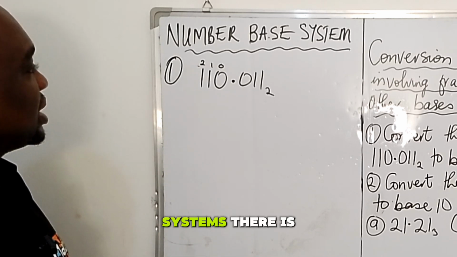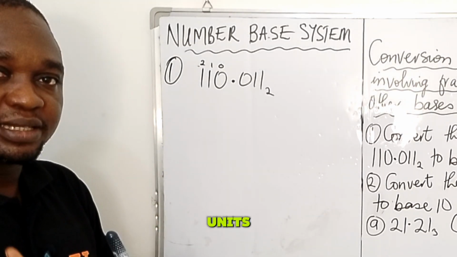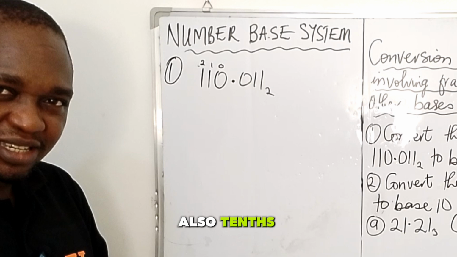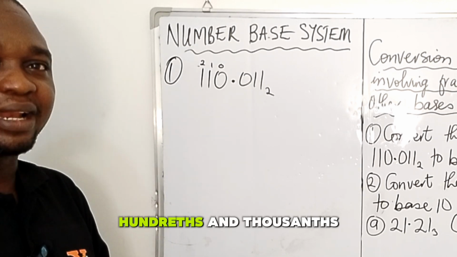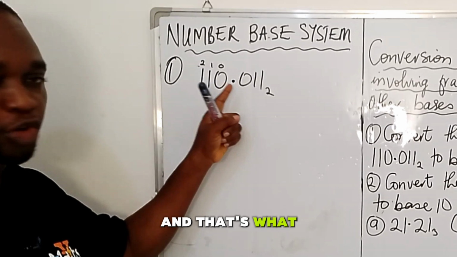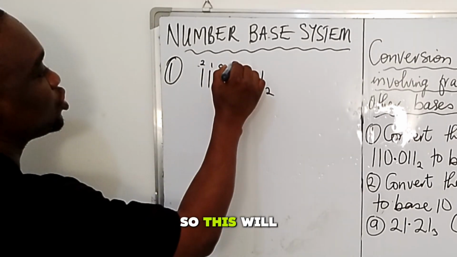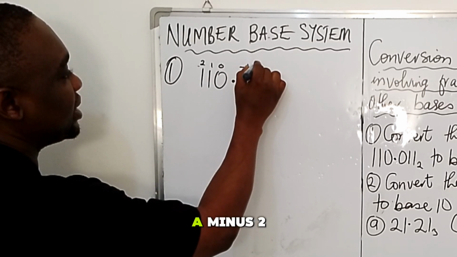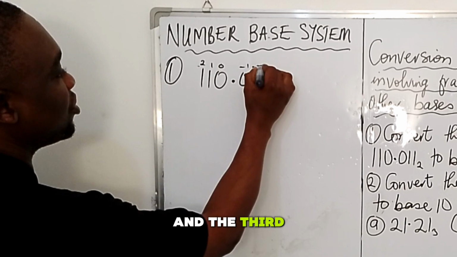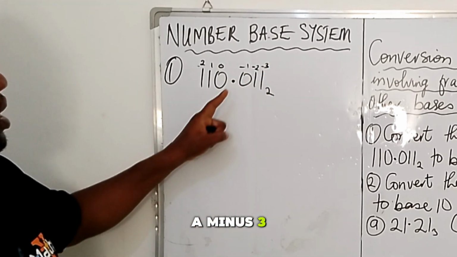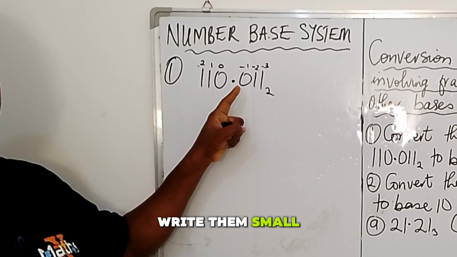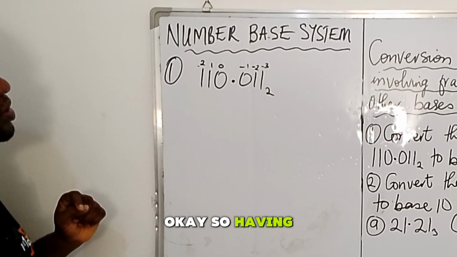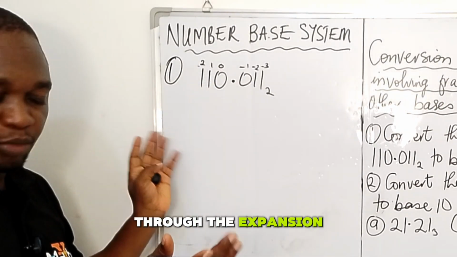Now, in number systems, there is units, tens, and hundreds. Then there is also tenths, hundredths, and thousandths. And that's what we're going to be doing here. So this will be a -1. This will be a -2. And the third one here is a -3. I have to write them small. Okay, so having observed that, we're going to go through the expansion process.